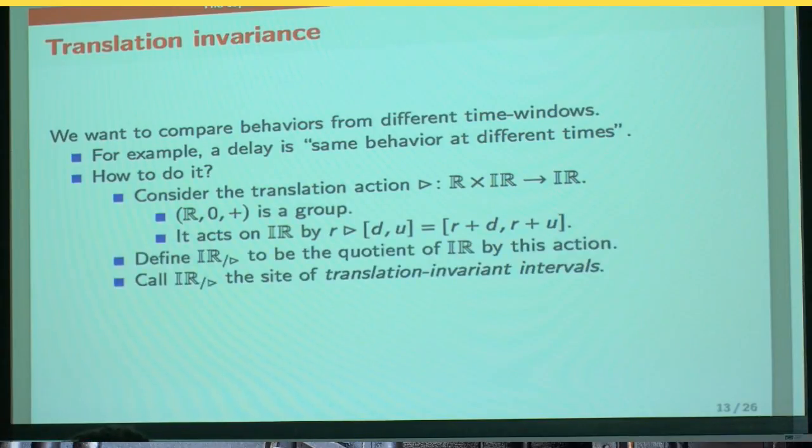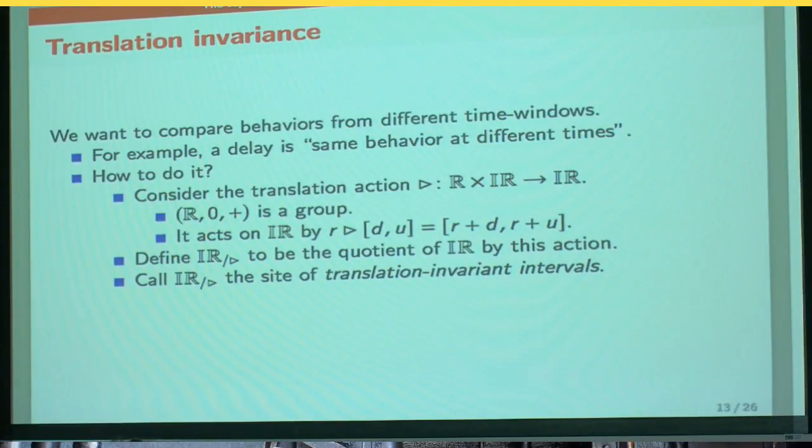That's a continuous action. And so I want to define IR mod triangle to be the localization of IR by this action, which just means I add all sorts of isomorphisms. It says that 0, 5 is the same thing as -12, -7. 0, 5 is the same thing as 1, 6. I add isomorphisms to my site that make it impossible to tell where that interval started and ended. And if you're worried and think, no, I want to know where it started and ended, then we'll get it back later, so don't worry about it. And so IR mod triangle, which is the actions, is what I'll call the site of translation invariant intervals.